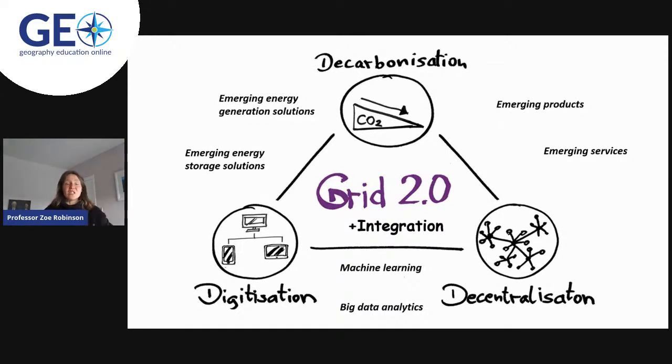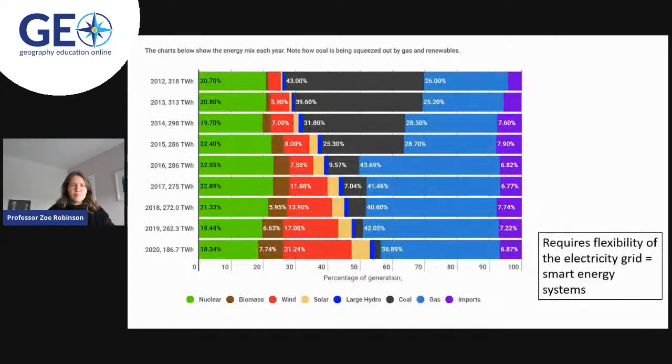And a lot of that is supported by what we call big data analytics, the use of artificial intelligence and machine learning in order to work with the sheer volumes of data that come from digitizing our energy systems. But of course, how much are the wider public aware of these changes that are happening?